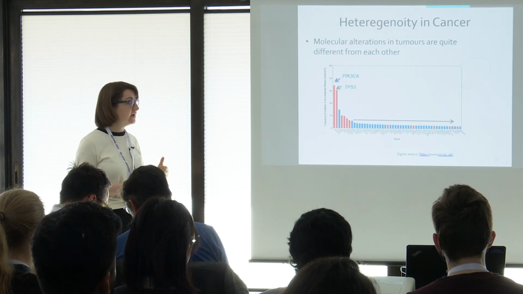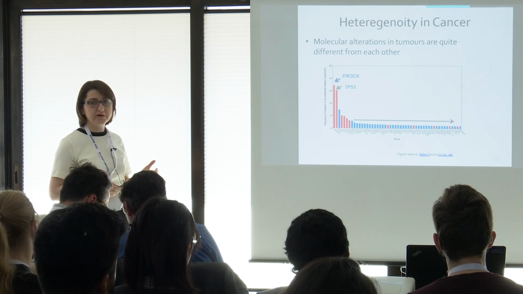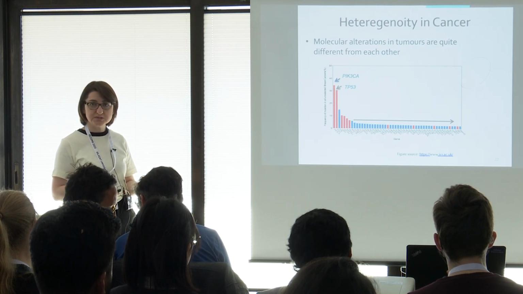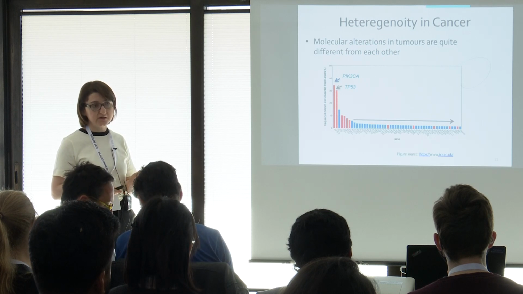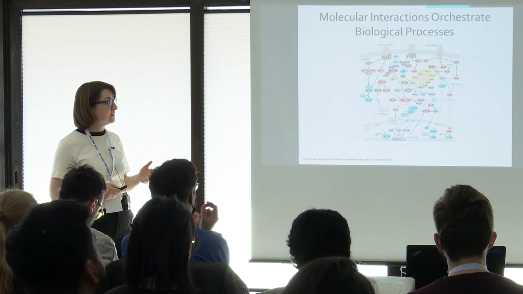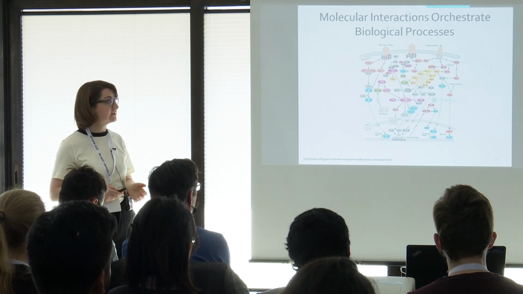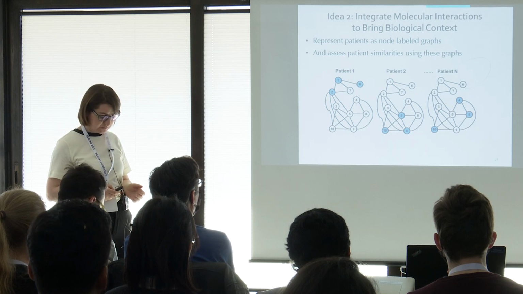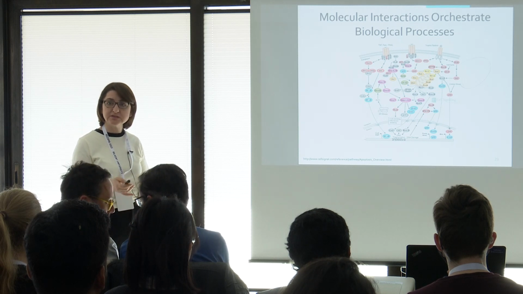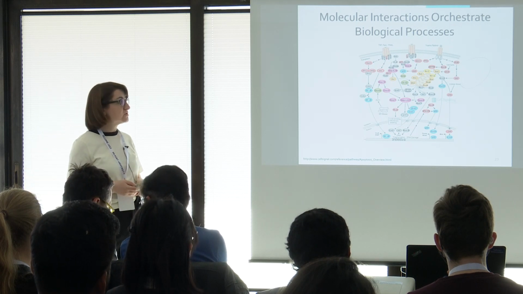And the second idea is that these tumors are quite different from each other. For example, if you look at the mutational profiles of cancer tumors, we often see that very few genes are frequently mutated across many patients, but there are a lot of genes that are mutated in only a few patients, right? We also know that molecular interactions orchestrate biological processes. One idea that has been used is to look at these changes in the context of the biological interactions. They could be protein-protein interactions or pathways, right? So that's the second idea.